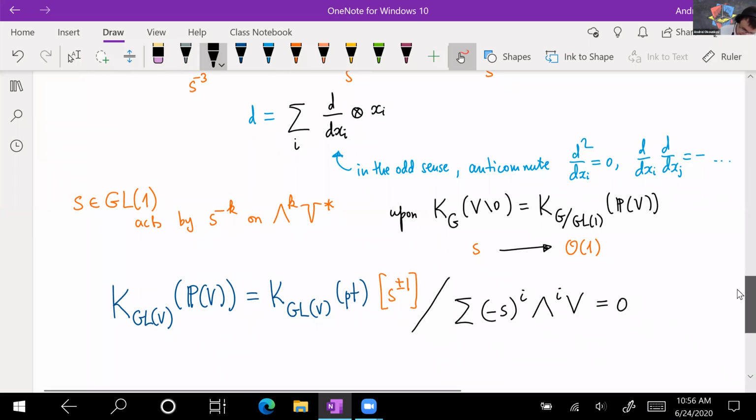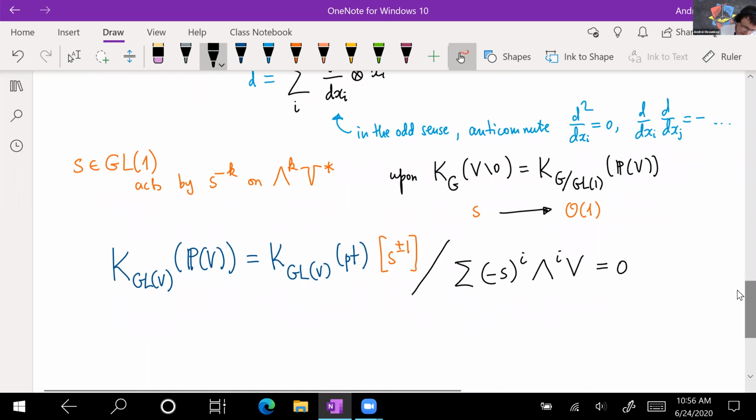But let's see what the computation says. So what is this in coordinates? Let's talk about it in coordinates. What is it? So this is the representation ring.